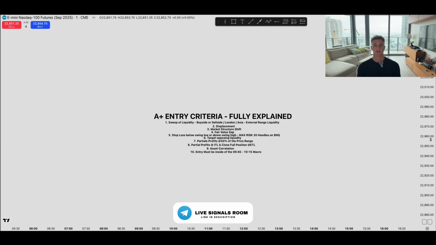Number 10, so going back to the entry. Once you enter on that fair value gap, please make sure your entry is inside of the 9:45 to 10:15 New York AM macro. Remember, all of these times listed are always inside of the New York session. What that means, guys, is if you get an entry 1 minute before the macro or 1 minute after the macro, you're simply not going to take that trade. You're only taking trades inside of this specific 30-minute time interval. It's very important to stick to that, because inside of the macro is where you're going to get the best and highest probability trades, and it's also where most of the algorithmic trades will occur.